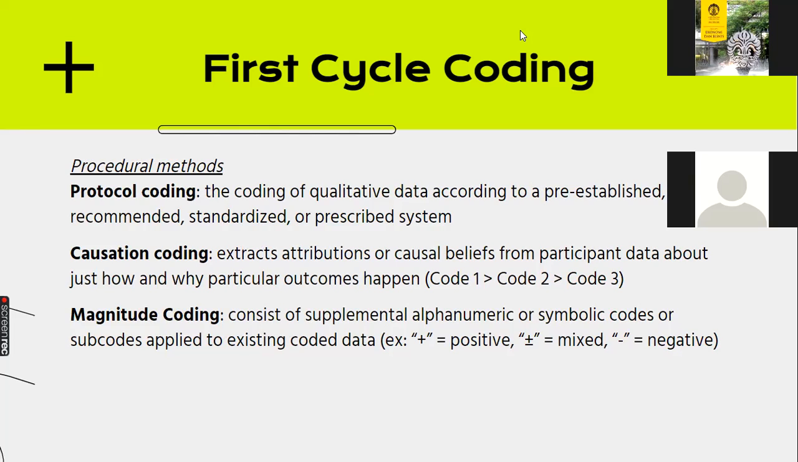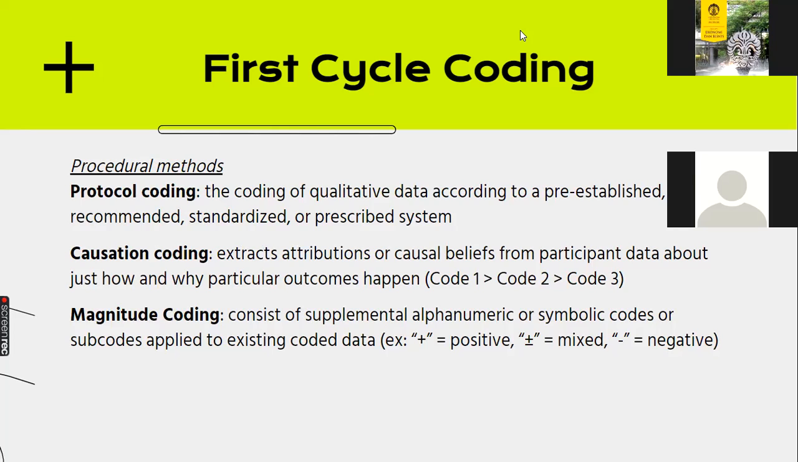researchers everywhere. Like, for example, I think the case given in the book was about domestic violence, and a pre-established code for a cause of domestic violence is alcohol abuse. So the code that they used for alcohol abuse is ALCOH, alcohol, if you would. And that is a pre-established and predetermined code for that term that is already used by lots of studies and researches.